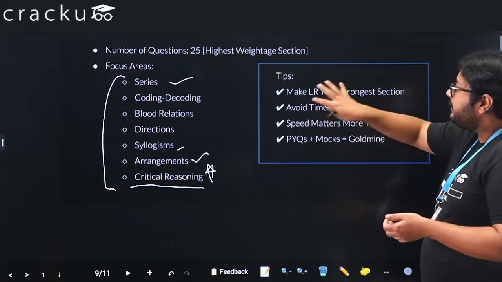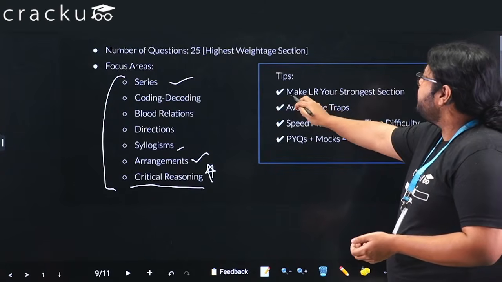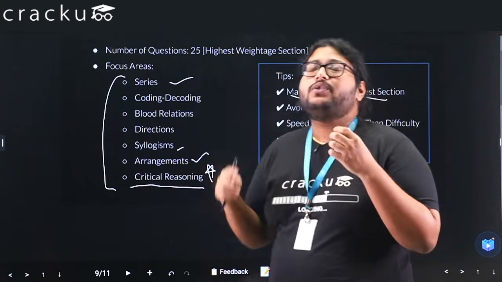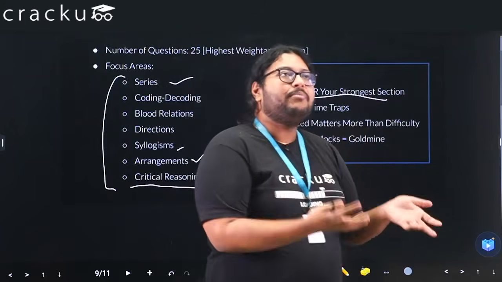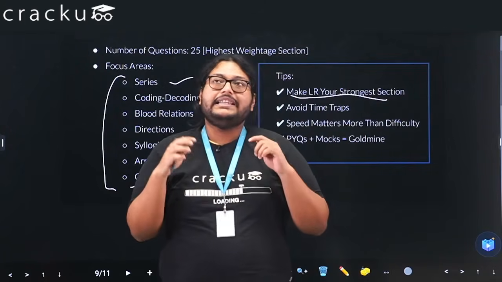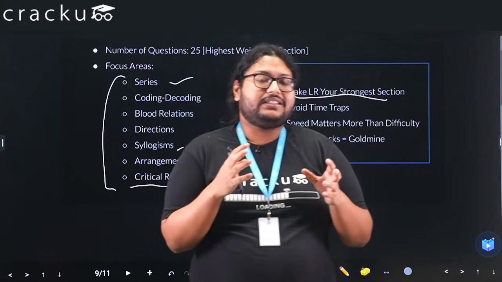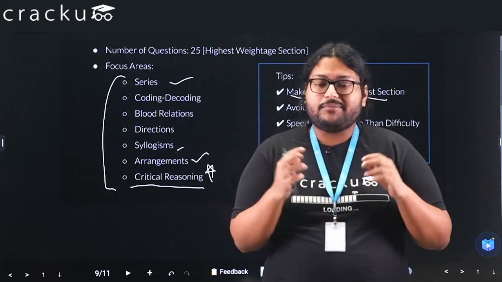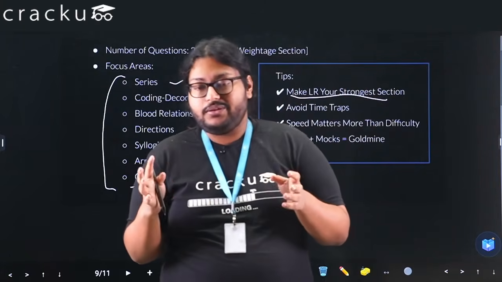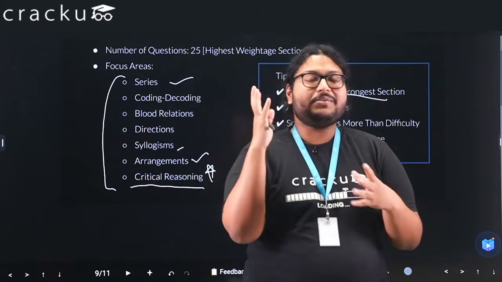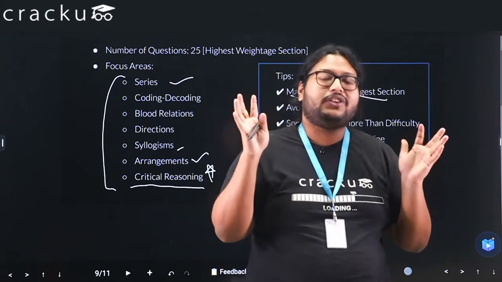Now, what we need to do here is make LR our strongest section. When I say that, I mean I need to be confident. It's not that in numbers I'm making it strongest. I need to be very confident, because in logical reasoning, confidence plays a big role. If you're confident that you will be able to solve it, that optimism in your mind actually motivates you to solve better.